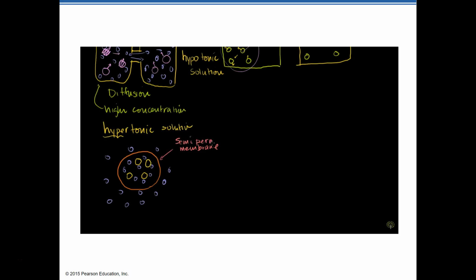Permeable means that it allows things to pass. Semi-permeable means it's not completely permeable. So semi-permeable in this context, I'm saying I allow water to pass through the membrane. So water can pass. But sugar cannot. Sugar is too large. And the reason why in this case is because the sugar molecule is too big.